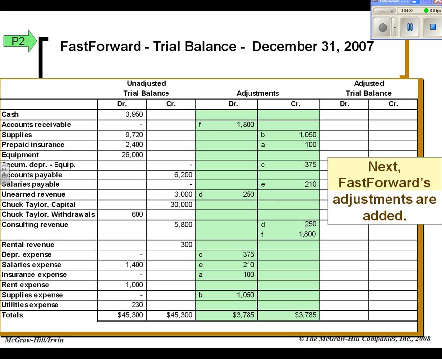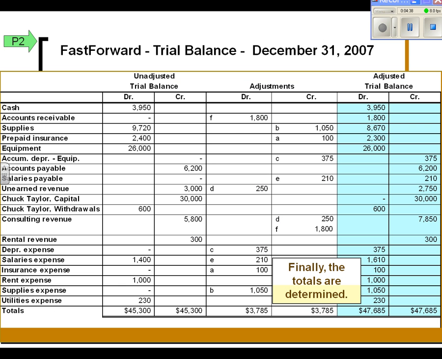All right, so I put my adjustments in there, and now I want to prepare an adjusted trial balance. All we're doing is going across by the row. So let's start with cash. Cash is in the top there. It has a debit unadjusted trial balance of $3,950. If I go along, there's no adjustments to this account, so in my adjusted trial balance columns, I'm going to show a debit of 3,950.